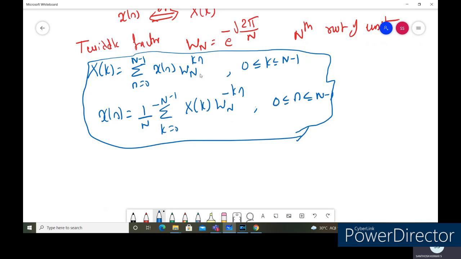In the next session, we'll look into the properties of the twiddle factor. There are two very important properties: one is the periodicity property, and the other is the symmetry property. We'll look into those properties.